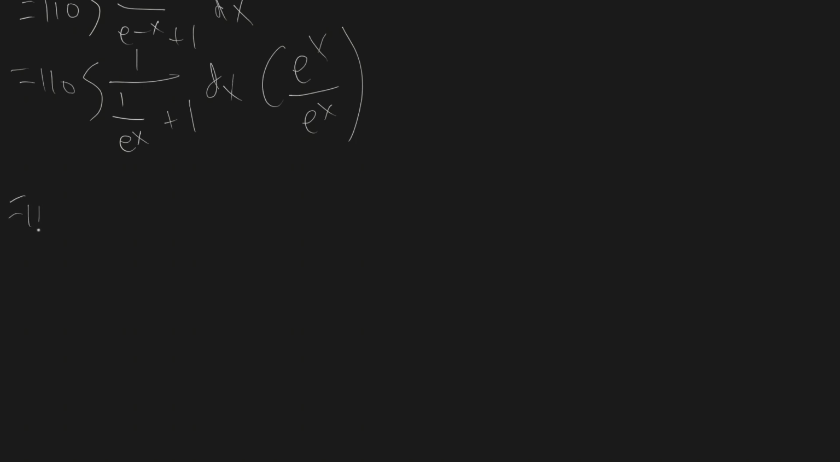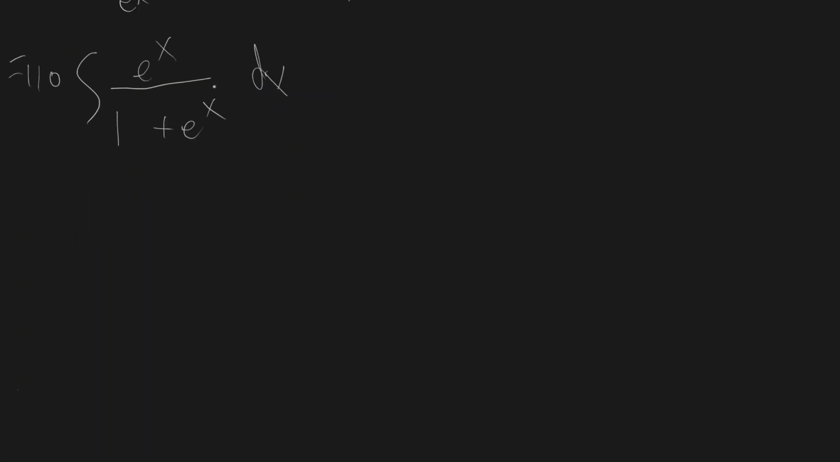So this becomes 110 times the integral of e to the x in the numerator, since we did 1 times e to the x, divided by 1 plus e to the x. And that's because we did 1 over e to the x times e to the x, which is just 1. That's where this one comes from. And then plus 1 times e to the x, which is just e to the x dx. Now this is a lot easier to integrate.